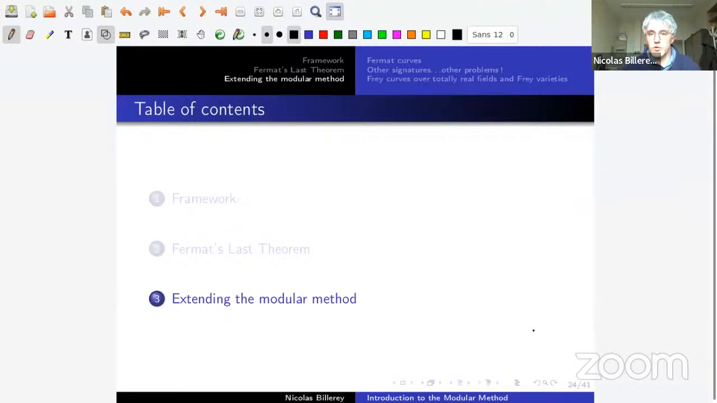So now if we want to extend this, we are facing deep problems basically at each of the steps. So I will just explain a few.